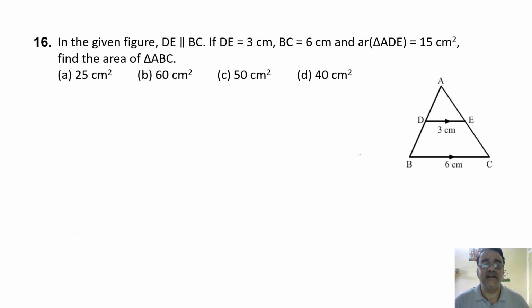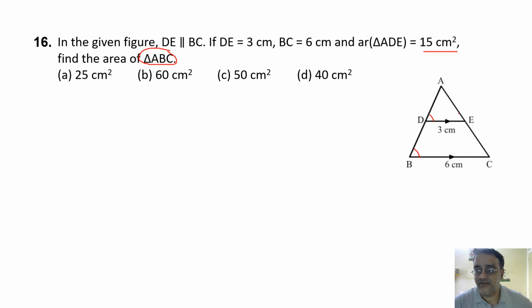In the given figure, DE is parallel to BC, and DE is 3 centimeter and BC is 6 centimeter, and area of triangle ADE is equal to 15 centimeter square. We need to find the area of triangle ABC. So what we will do, we will prove these two triangles similar first. देखो कैसे prove करेंगे? These two angles are equal. Why?